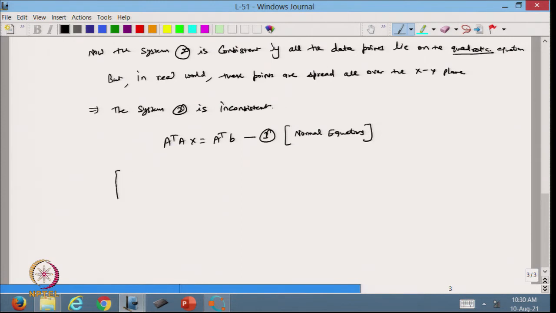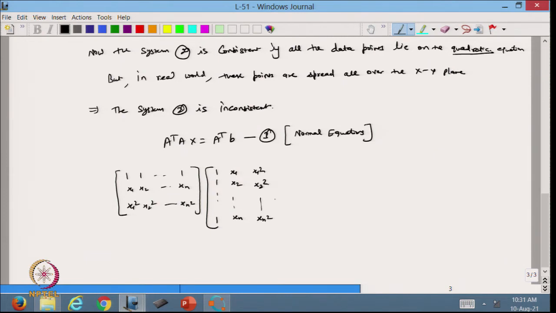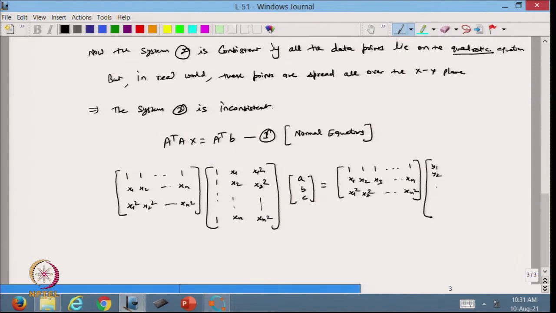Because if you take the A transpose, then A transpose I can write as 1 1 1, x1 x2 xn, x1 square x2 square xn square, and similarly A is 1 x1 x1 square and so on, into x, that is a b c, and A transpose is 1 1 1, x1 x2 xn, x1 square x2 square xn square, and this is my y1 y2 yn. So, I can write this equation 3 in this form.